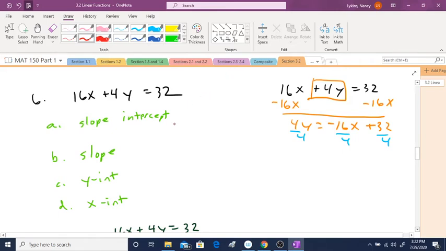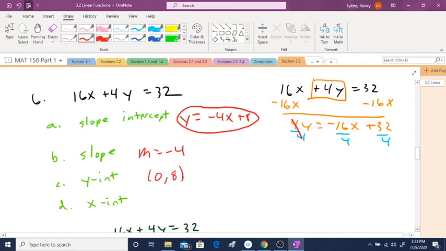So 4 goes into negative 16, so these cancel. 4 goes into negative 16, negative 4, and then x. And then 4 goes into 32 plus 8. So from this, my slope is always in front of the x. That's my m. So in this case, m equals negative 4. My y-intercept is at 8, or it's (0, 8).